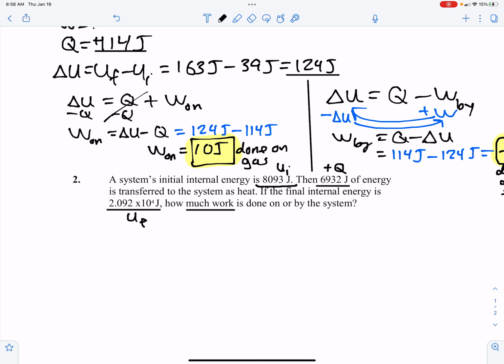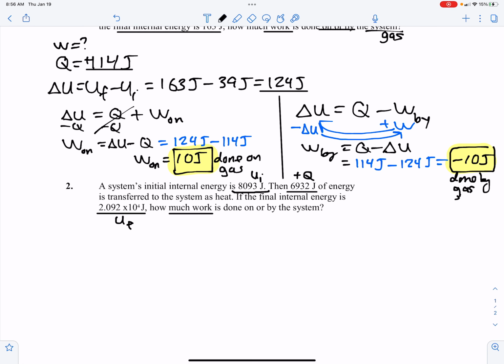Okay, number 2 is very much the same problem as number 1. At this point, go ahead and pause the video, try to complete number 2 on your own, and then resume to see if you did it right. Go ahead and pause right now. All right, let's see how you did.